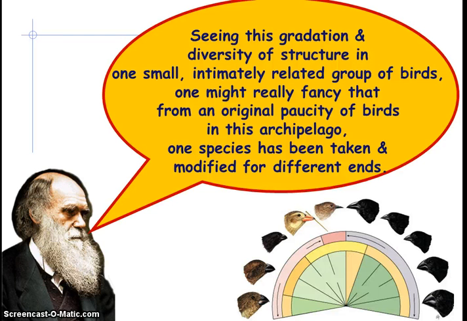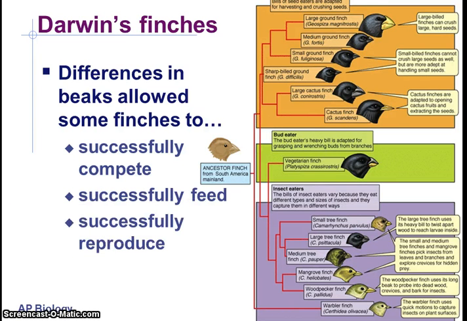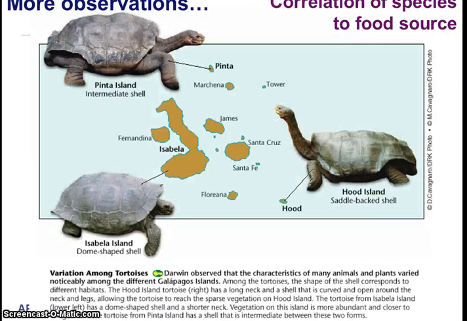Seeing the graduation and diversity of structure in one small, intimately related group of birds, one might really fancy that from the original paucity of birds in this archipelago, one species has been taken and modified for different ends. Again, just basically saying all these birds came from one. And the differences allowed some to successfully compete, feed, and reproduce, and they pass those successful traits onto their young. So depending on what they eat, you can see all of the little pieces in here.